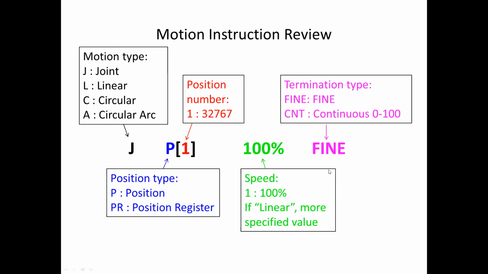The last one, FINE. This word, FINE, represents the termination type. The FINE termination type requires the robot to stop at the destination position before moving to the next position. Continuous, this is CNT. The range can be from 0 to 100. This CNT allows the robot to slow down when it gets closer to the destination position. Without stopping at the destination position, the robot can move on to the next position.